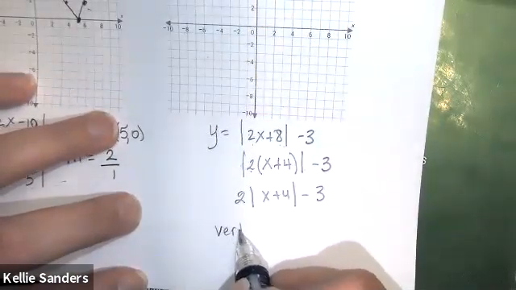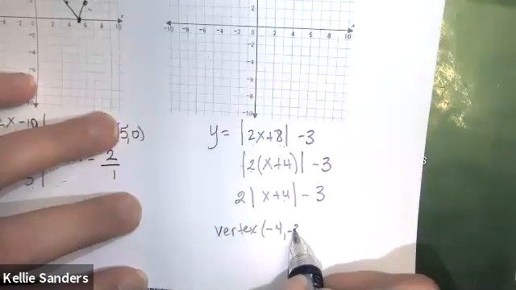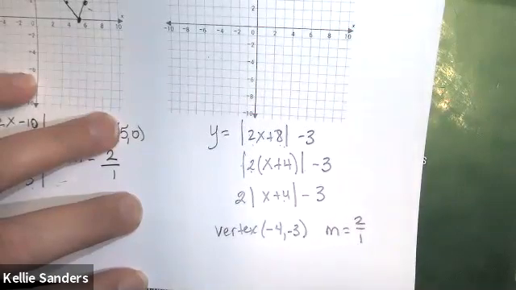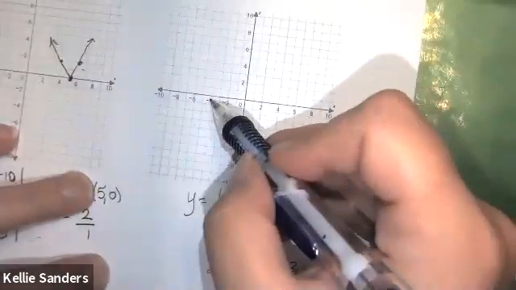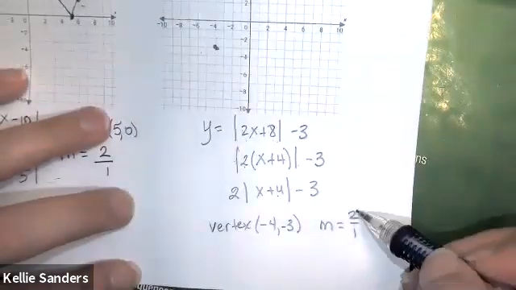So the vertex is at -4, -3, and the slope is 2 over 1. -4, -3, +2 over 1.